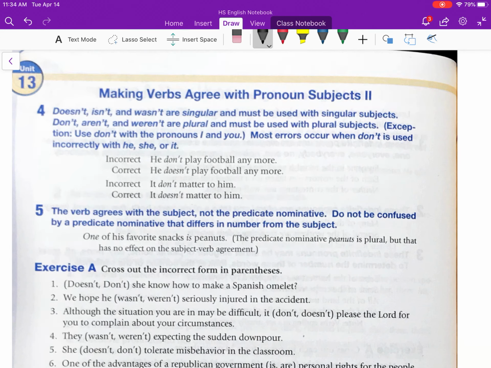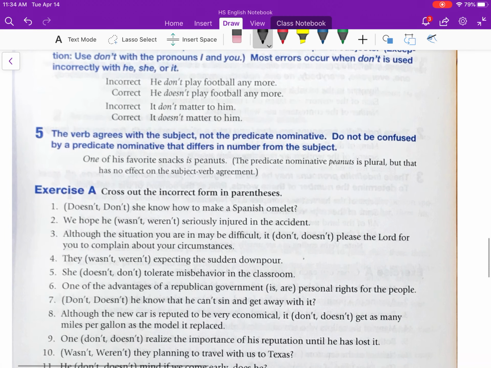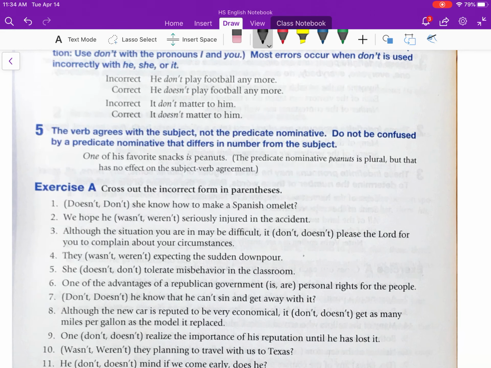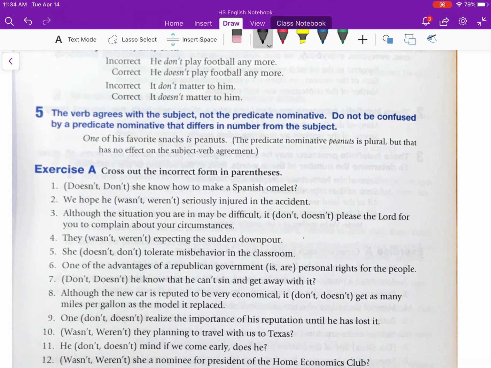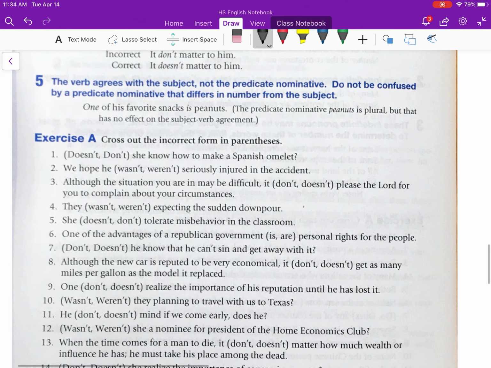Okay, incorrect. He don't play football anymore. Correct. He doesn't play football anymore. Incorrect. It don't matter to him. Correct. It doesn't matter to him. Okay, number 5. The verb agrees with the subject, not the predicate nominative. Do not be confused by a predicate nominative that differs in number from the subject. One of his favorite snacks is peanuts. The predicate nominative peanuts is plural, but that has no effect on the subject-verb agreement.